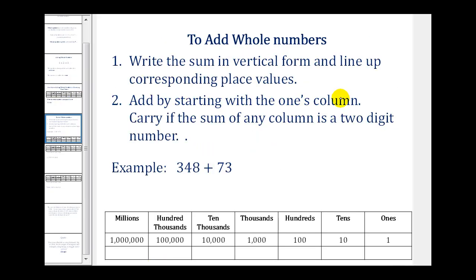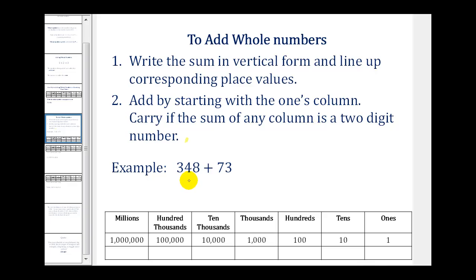Okay, so here's the procedure for adding whole numbers. We're going to write the sum in vertical form and line up the corresponding place values, and then we'll add by starting with the ones column and then work our way left. We will have to carry if the sum of any column is a two-digit number.